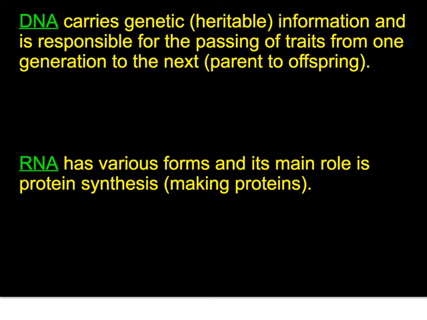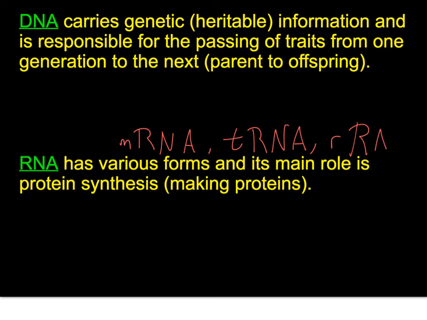DNA carries the genetic, heritable information, which is responsible for passing traits from one generation to the next, from the parents to the offspring, whereas RNA, we'll learn, comes in 3 different types, and you should probably write this somewhere in your study guide, so right off the bat we know that there are 3 different types that you'll need to know about from my class: mRNA, tRNA, and rRNA. These 3 different types of RNA are all used in the process of making proteins.